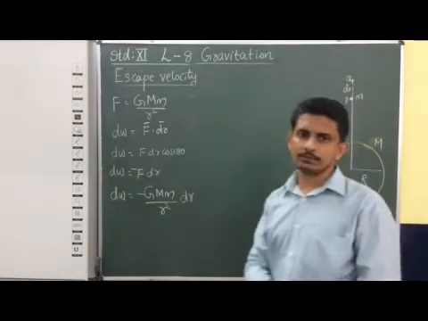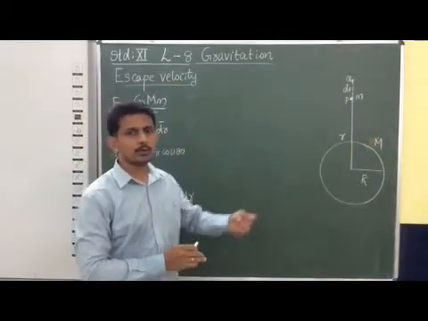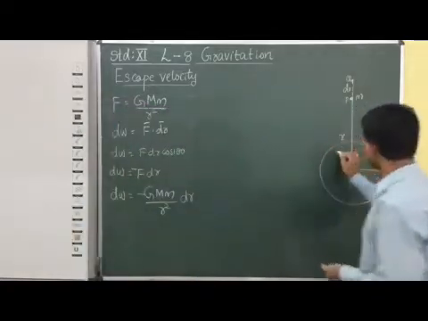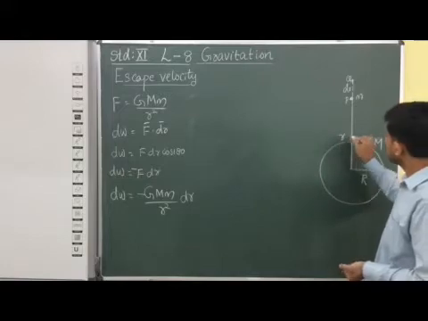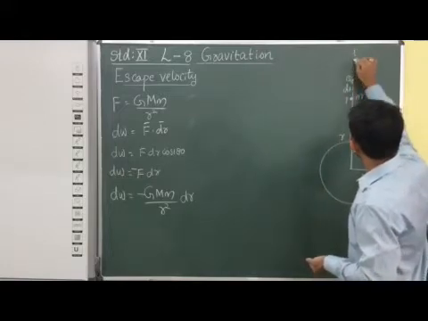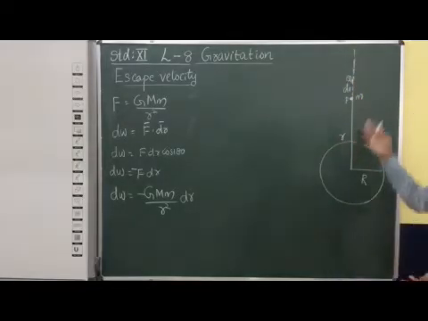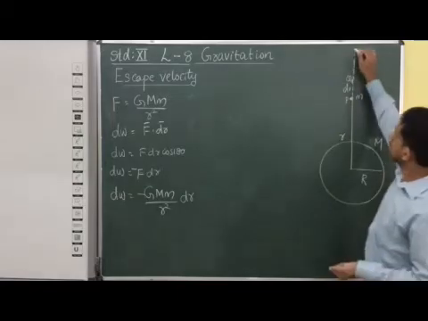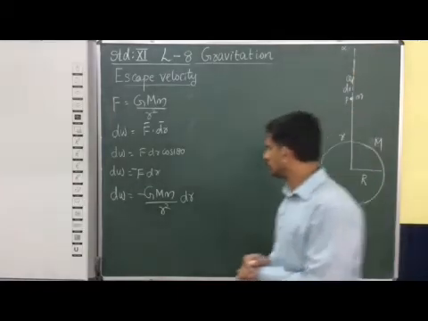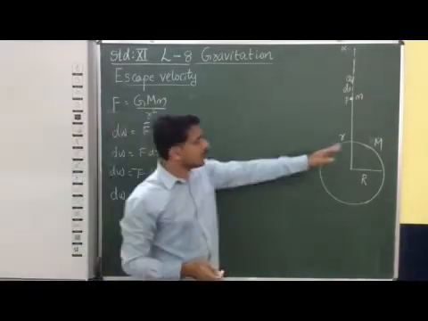Now we consider a situation where this object is escaping from the surface of the earth. It is going to infinity, moving from the surface of the earth to infinity. Let v be the escape velocity of this object. In this case we have to calculate the total work done to escape from the surface of the earth to infinity.